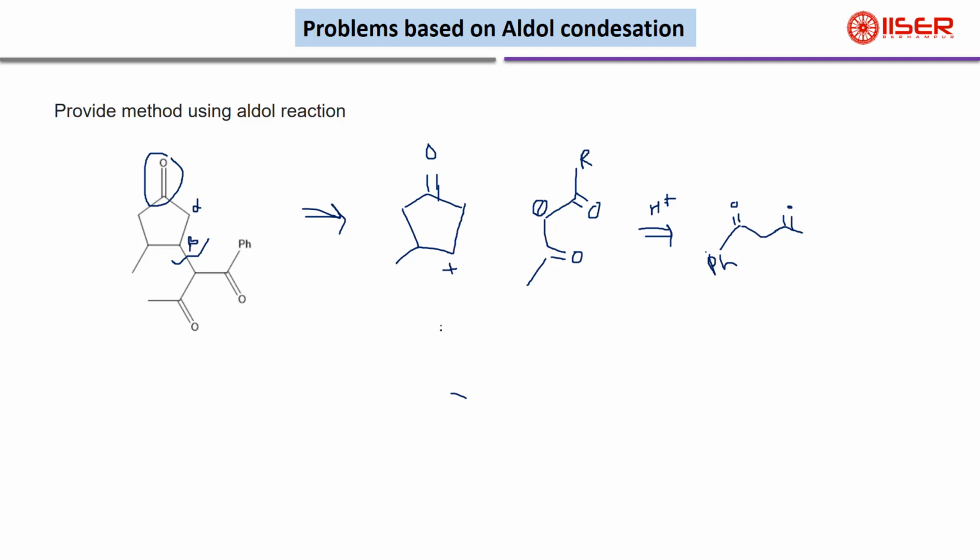Next, to satisfy this positive charge, what will be the synthon for this one? If you just eliminate this H, it can be an alpha beta unsaturated ketone. So you can get an idea about the forward reaction. So this will be a Michael addition. This will be a Michael type of addition.